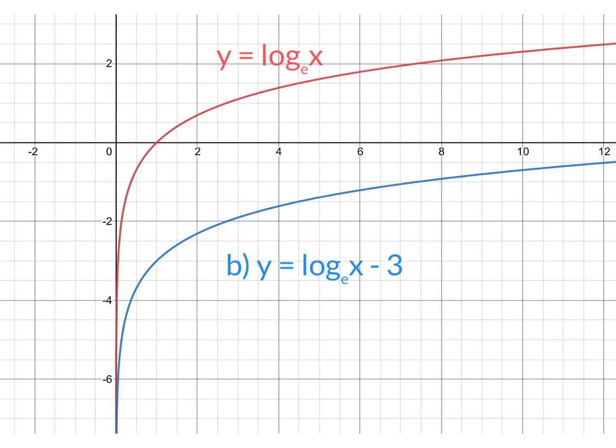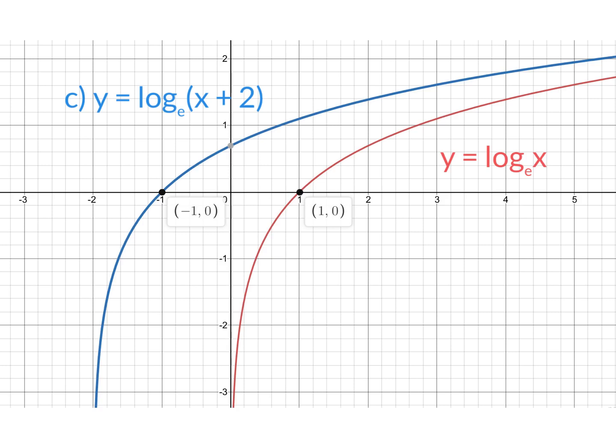The next one moves the graph down 3. So it originally passed through 1, 0. If we move that down 3, the new point is 1, minus 3. So the blue one is the new graph. We've just moved everything down 3. So it still approaches the y-axis as our asymptote. And we can find where it cuts the x-axis if we let y equal 0 and solve. And the answer ends up being e to the 3.